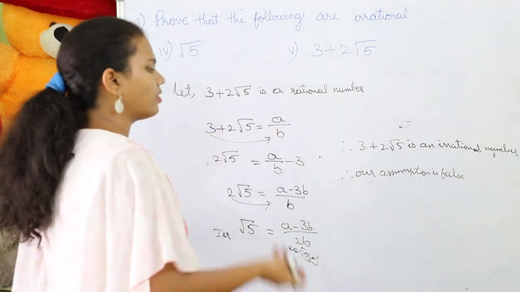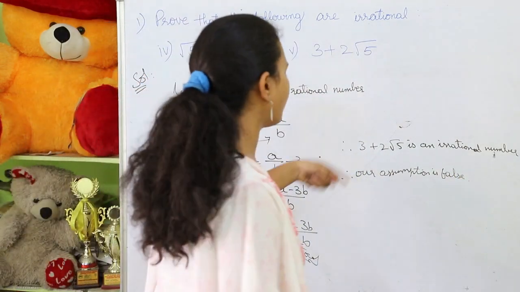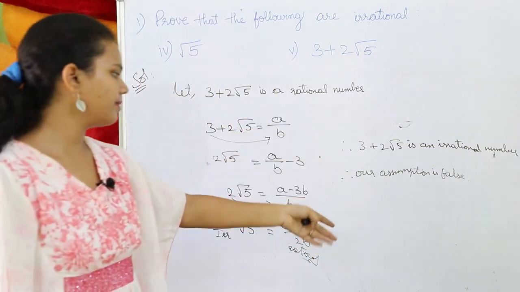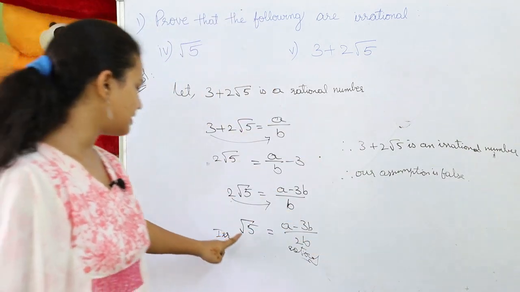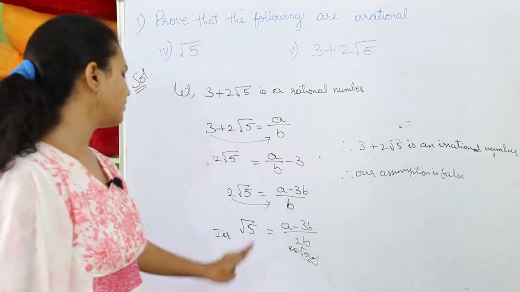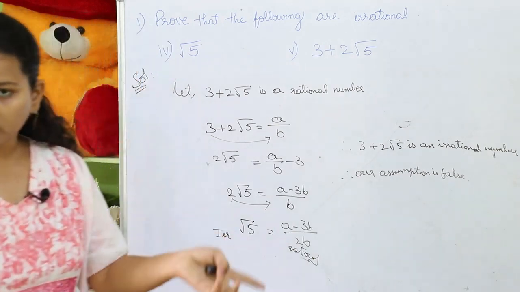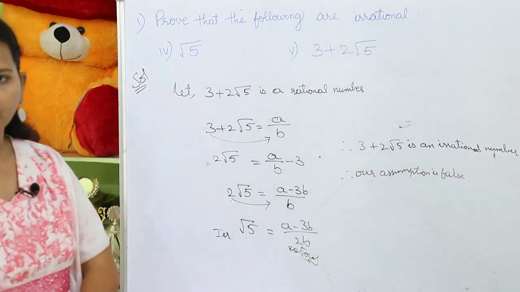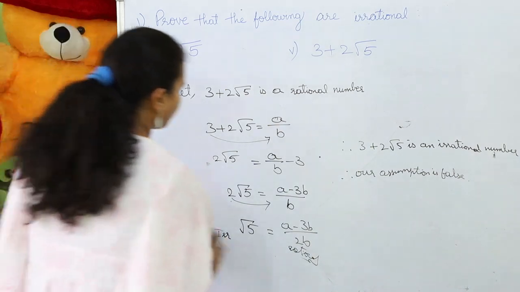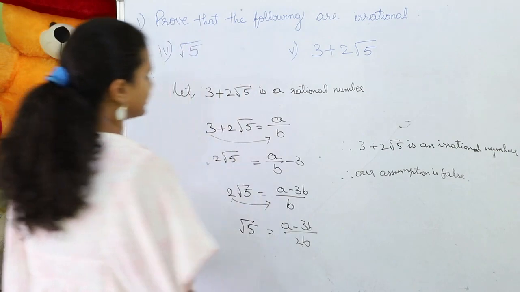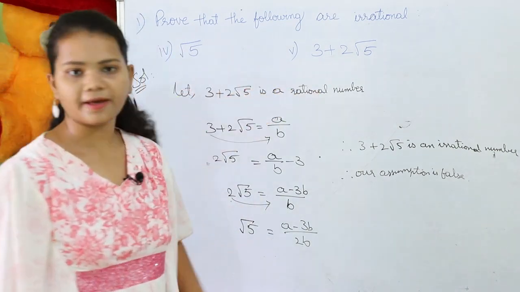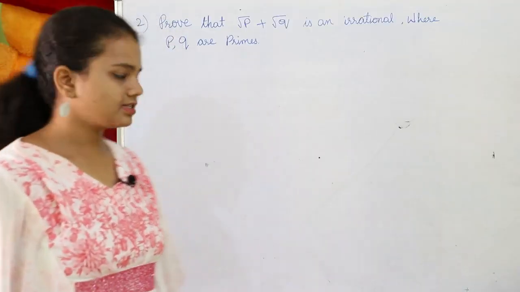You can write more points on it, like, this is a contradiction where 3 plus 2 root 5 is an irrational number. Here root 5 is an irrational number, and this is a rational number, and an irrational number cannot be a rational number, an irrational number is not equal to a rational number. So this is a contradiction, as we can write over here. Clear? Again, let's start with the second one.